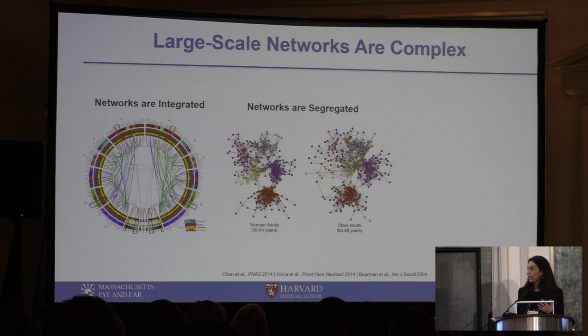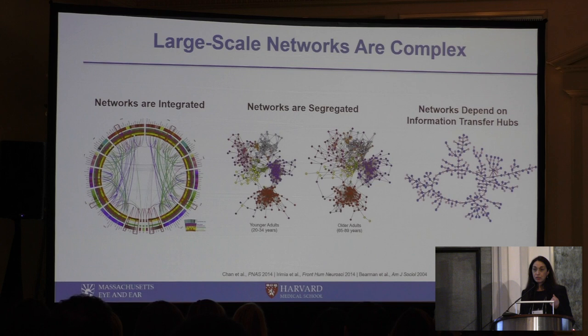Here you see healthy younger adults and healthy older adults. Nothing is wrong with these networks, they're just different. And it is important to know these age-driven changes in networks in order to know what to do next. Networks also depend on information transfer hubs. These are regions that, for example, connect different neural communities, so-called connector hubs, or provincial hubs that connect communities within their group. So think of this as the federal government versus state government, with different levels of responsibilities.